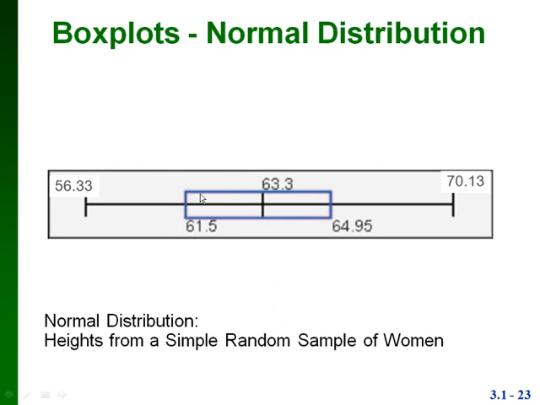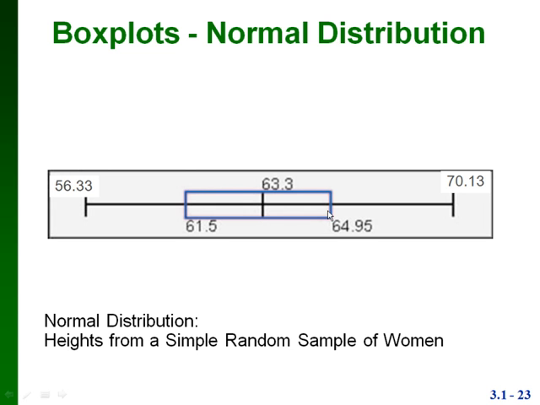So here's a box plot, and this is from an approximately normal distribution, so in other words a bell-shaped symmetrical distribution. And notice that our box in the middle has Q1 is 61.5, the median here is 63.3, and Q3 is 64.95.